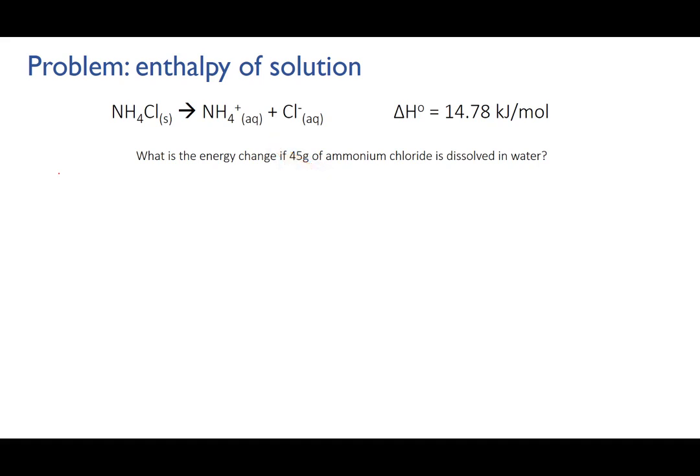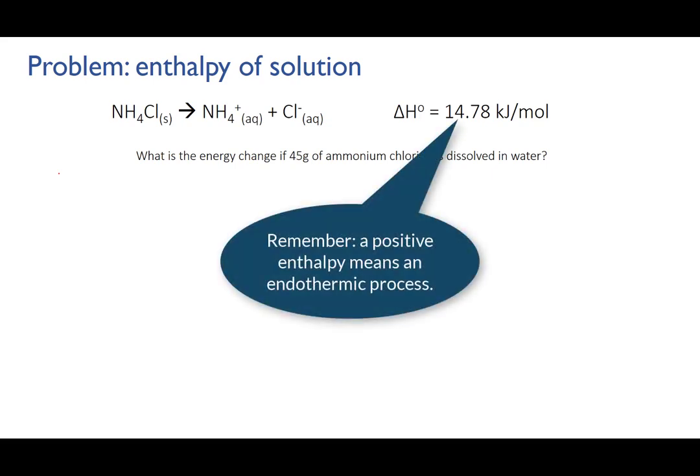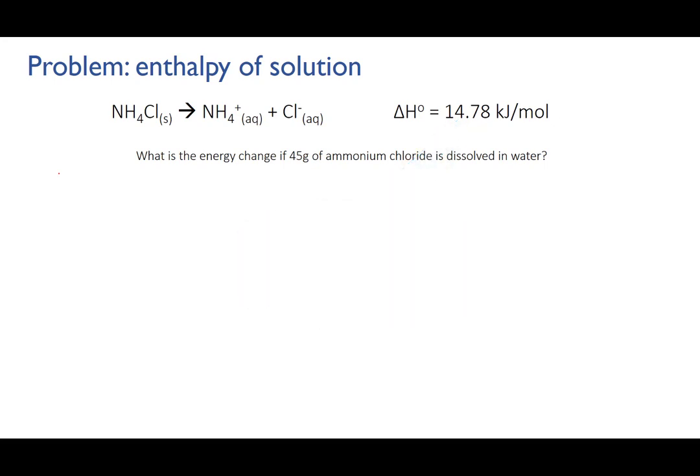And you can see that that has an enthalpy associated with it. It's 14.78 kilojoules per mole. So if I dissolve 1 mole of ammonium chloride, then the energy change will be 14.78 kilojoules positive. So that means that it's an endothermic process. And the question we've got is, what will the energy change be if 45 grams of ammonium chloride is dissolved in water? So our strategy is this.